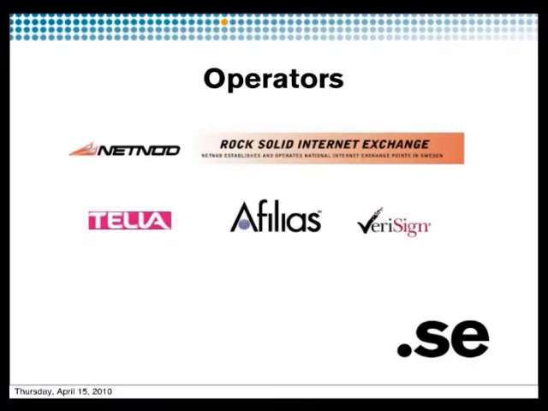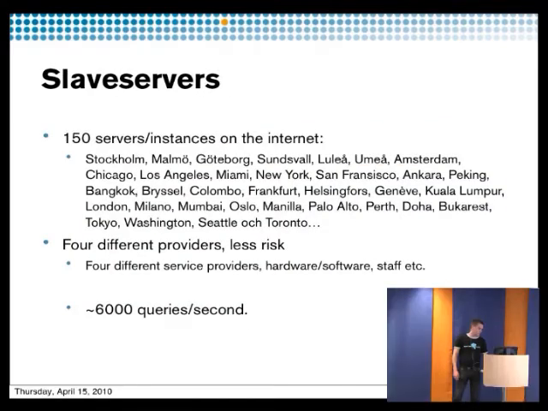First of all, we have 4 different operators that we outsource the slaves to, and the slaves are the actual name servers that service the .se zone. These are NetNode, Telia, Affilias, and VeriSign. At any one time, we have roughly 150 servers or instances of servers alive on the internet, and these are placed in a lot of different cities, as you can see there.